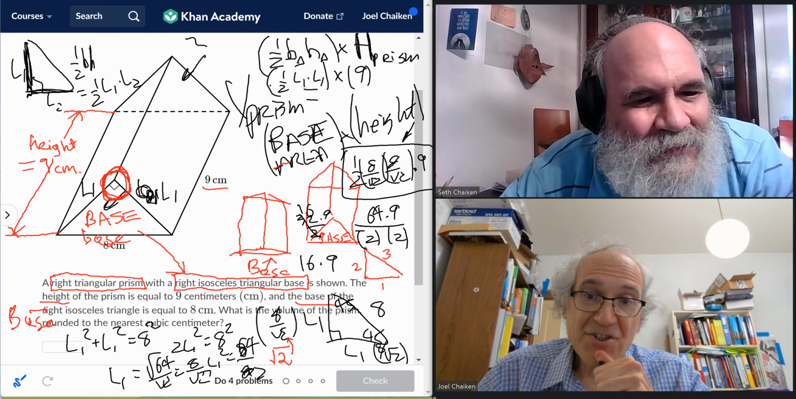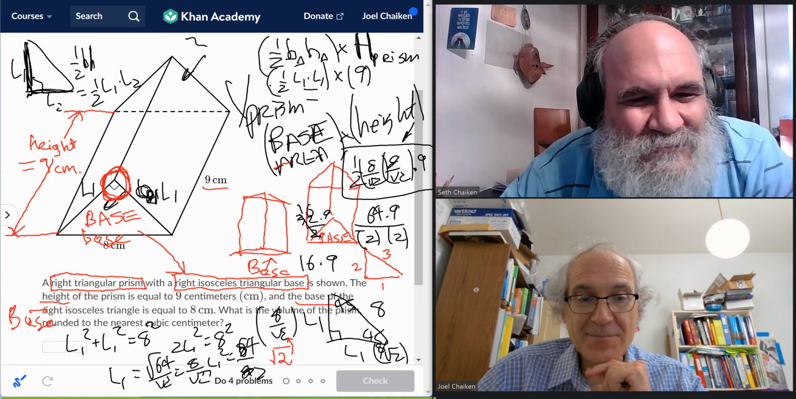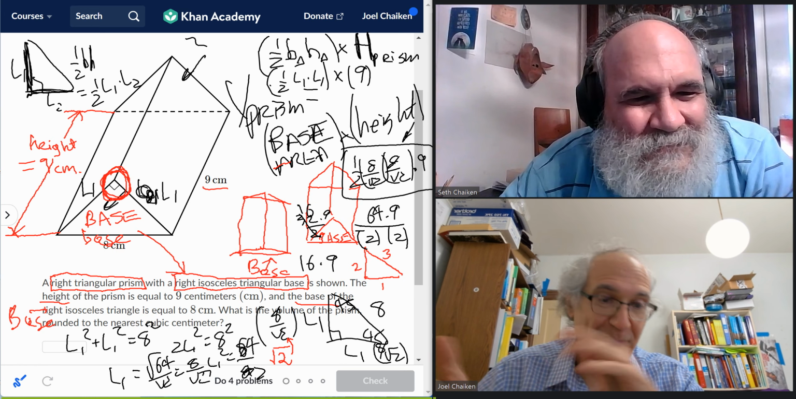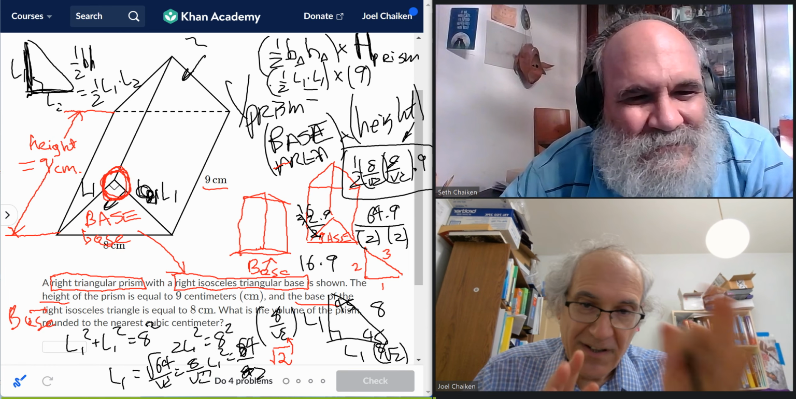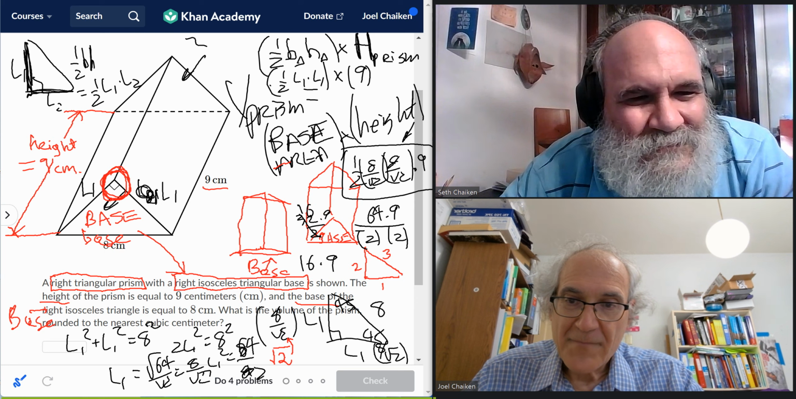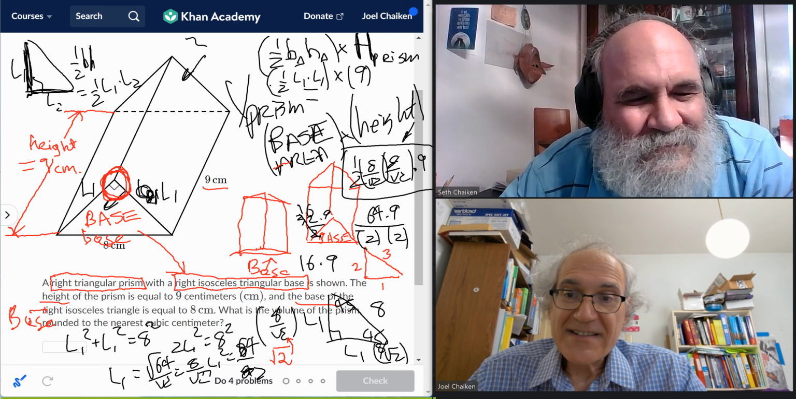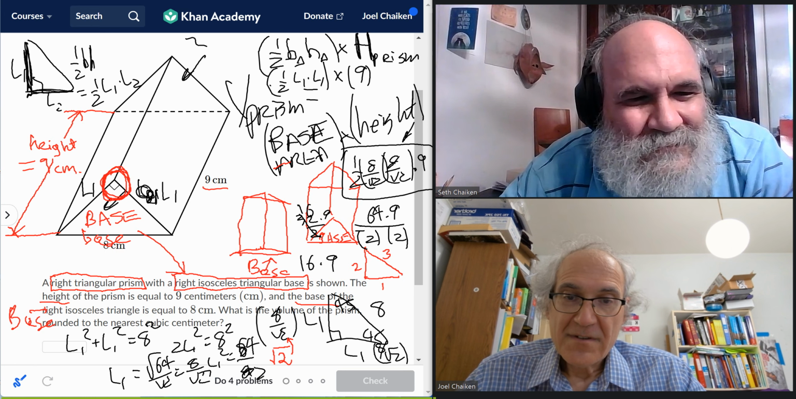Wow, this is a serious geometry problem because you have to know the formula for the area of a prism. You have to recognize what a prism is. You have to recognize what the bases are. You have to be careful not to get screwed up with the different B's and the different bases because it's so confusing if you don't really understand what's going on. Then you have to figure out the area of a right isosceles triangle given only the hypotenuse.